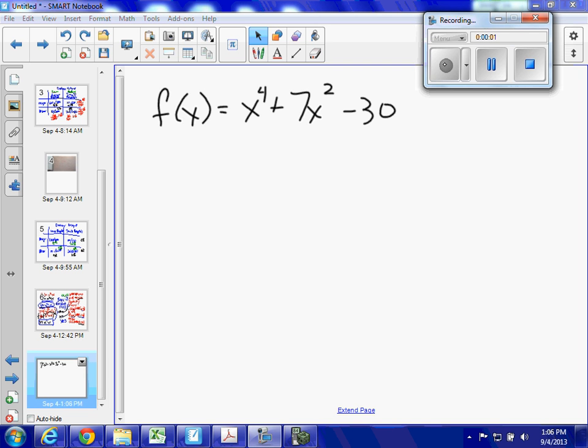This is more of an algebra problem. We need to factor this. I'm asked to find the real solutions, the real zeros, the roots of this function.